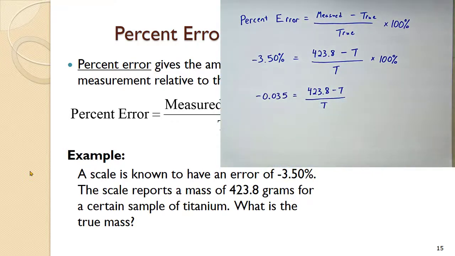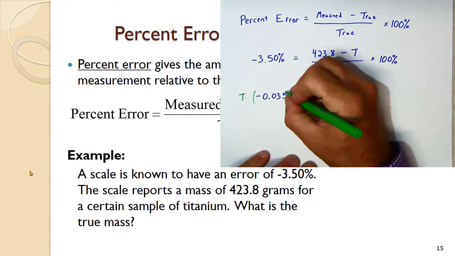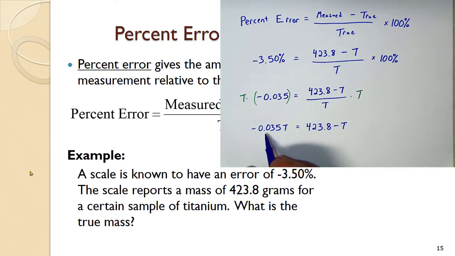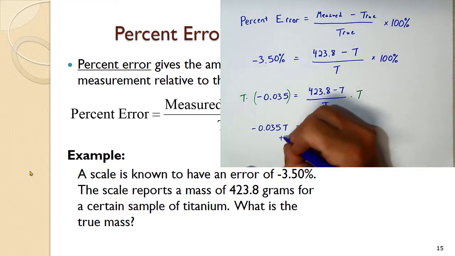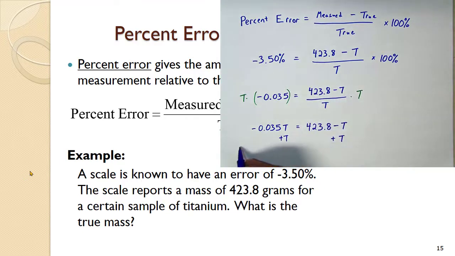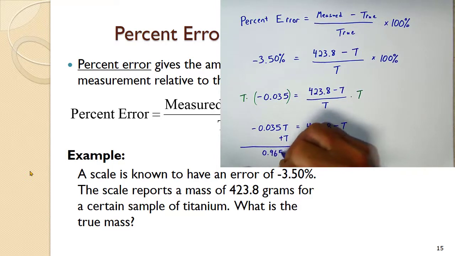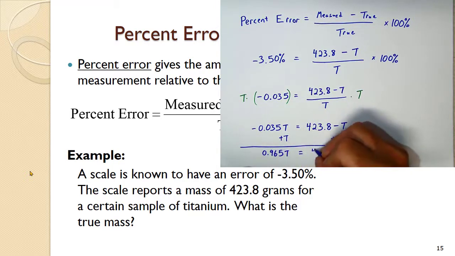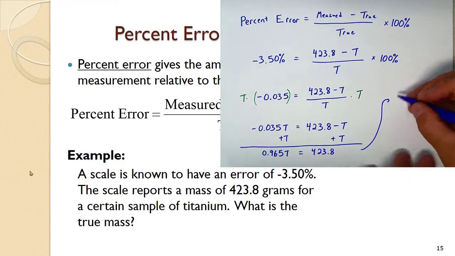Now we'll multiply both sides by t to get rid of that fraction. That gives us negative 0.035t equals 423.8 minus t. Once again, we're going to add t to both sides. That's like adding one whole t, so be careful when you do that. Negative 0.035t plus one whole t is 0.965t equals 423.8, and we're almost there. Now we can just divide to find our answer.